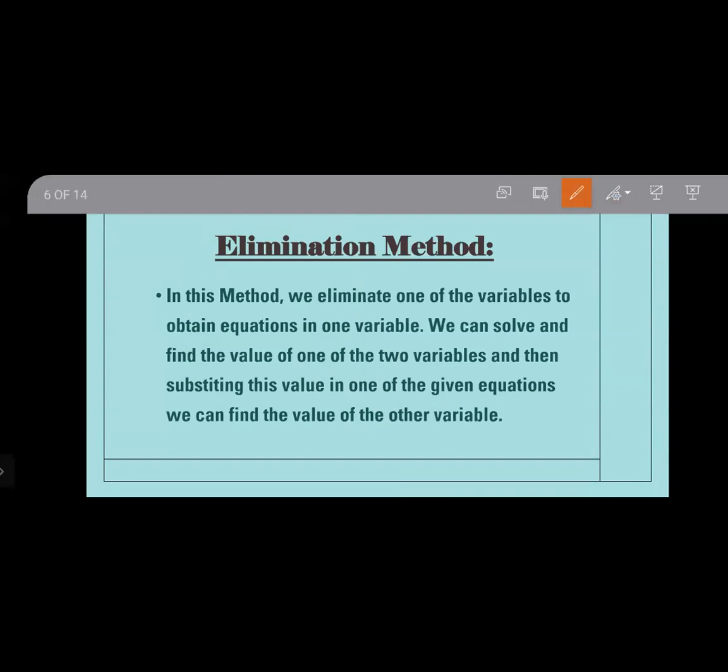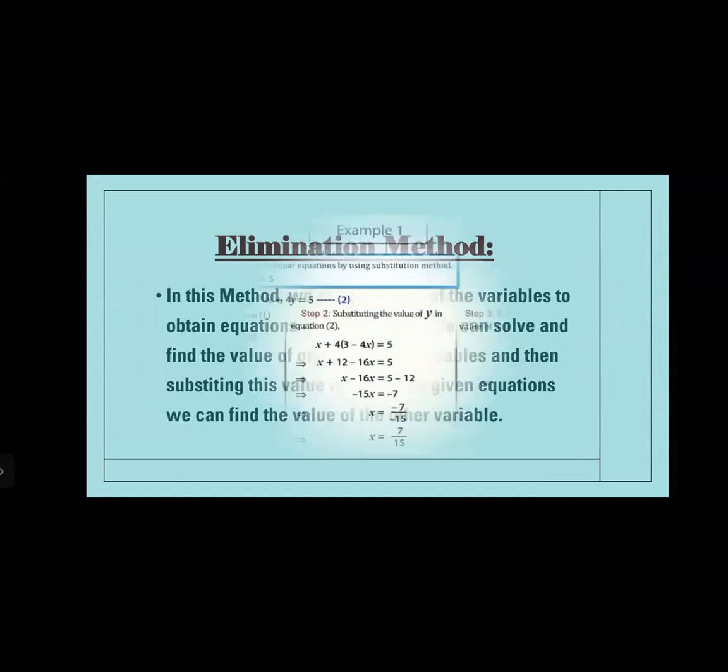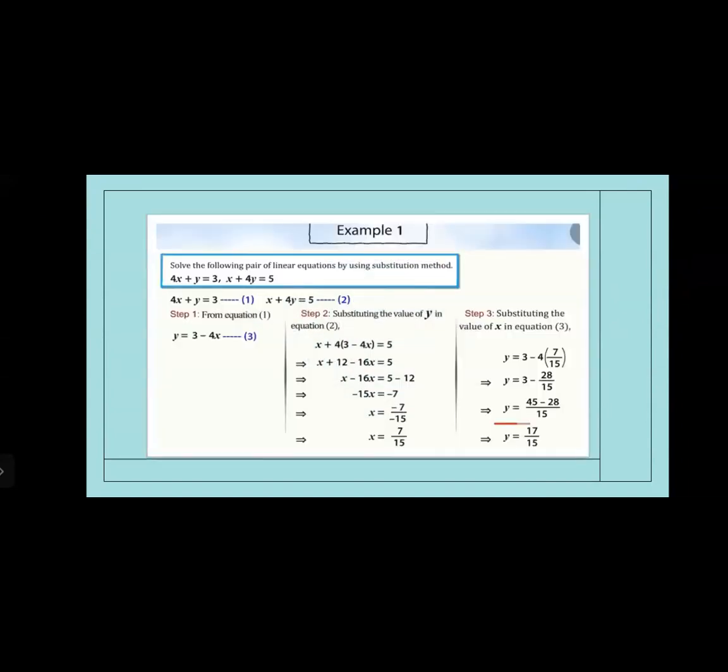In this method, we eliminate one of the variables to obtain an equation in one variable. We can solve and find the value of one of the two variables and then substitute this value in one of the given equations so that we can find the value of the other variable. So what I was telling you is that when you eliminate one variable, what remains is an equation in one variable, and when you solve that equation you will get the values, and at the end you will substitute so that you will get the value of the other variable. We'll see the example now, so that the definition will be more clear for you.